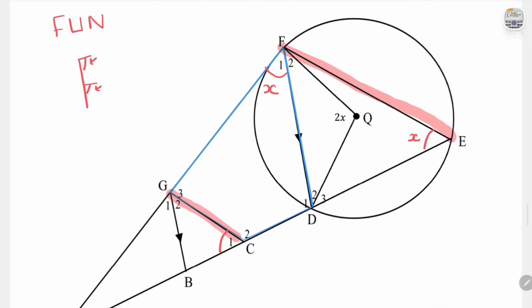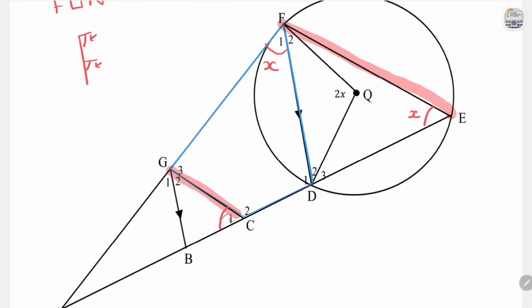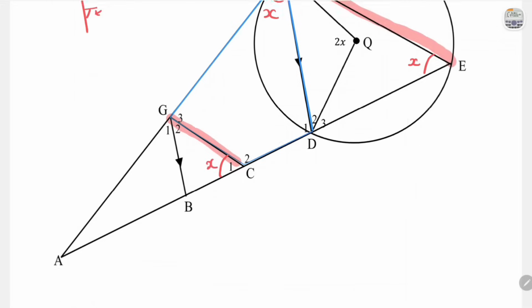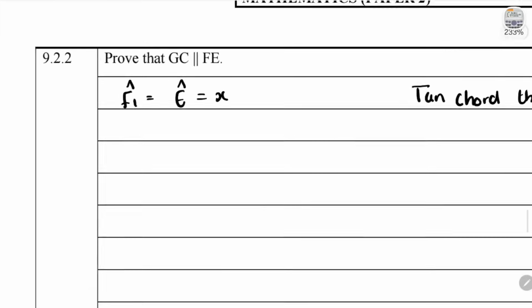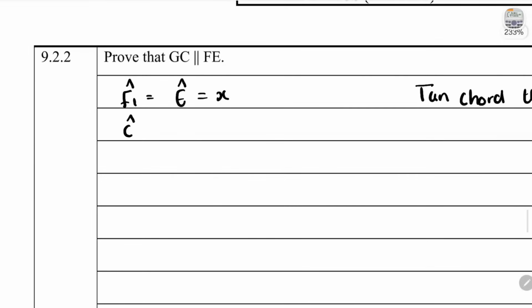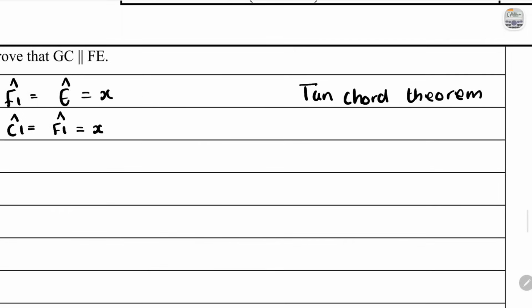And now that we got that equal to X, you can see that this is a cyclic quad. So we can use the exterior angle of a cyclic quad. The exterior angle of a cyclic quad is equal to the opposite interior angle. So that makes angle C1 also equal to X. So angle C1 is equal to angle F1, which is equal to X. So that is because of the exterior angle of a cyclic quad.